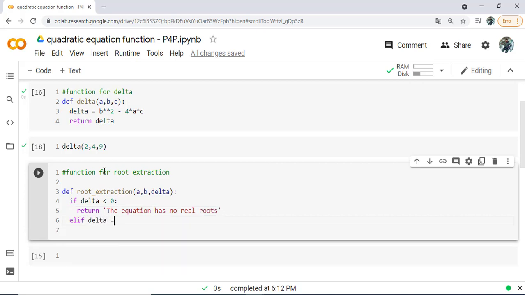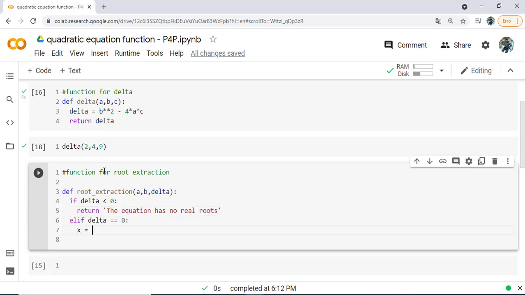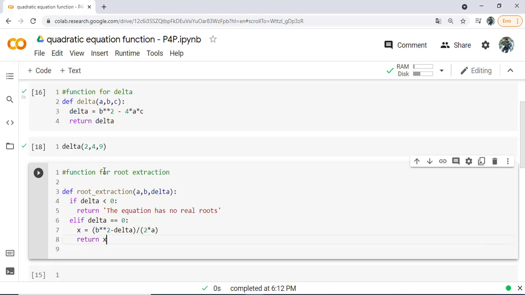However, if delta equals 0, I will calculate the value of x. The value of x is given by b squared minus the square root of delta. So here we are going to call the function delta divided by 2 multiplied by a. And here we will return the value of x.